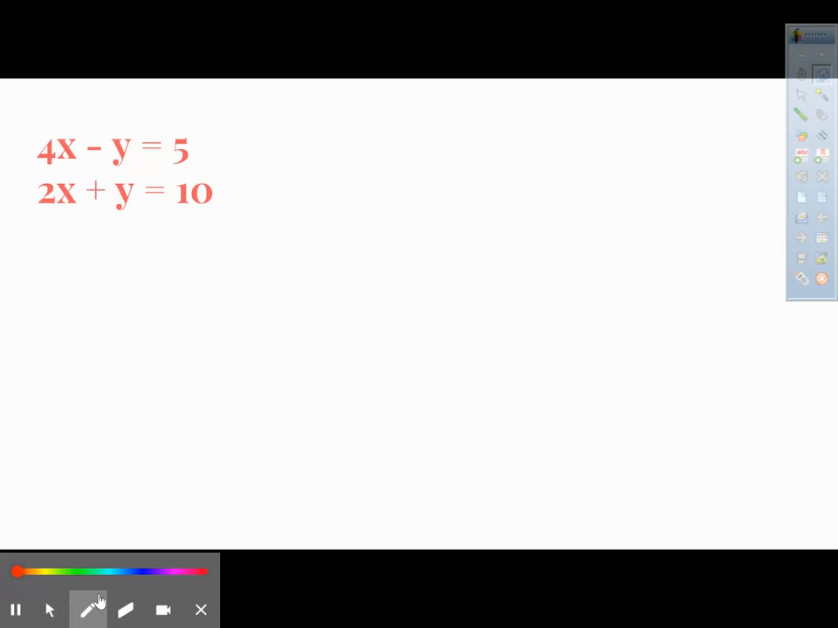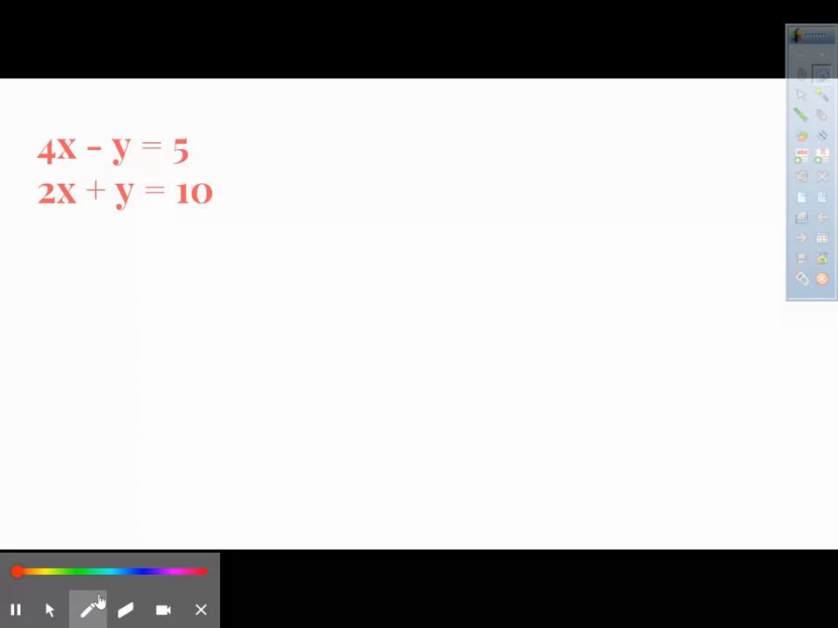4x minus y equals 5. 2x plus y equals 10. Now, what is different about these? There's not a variable on its own. Yeah, there's not one on its own, but can we get one on its own?